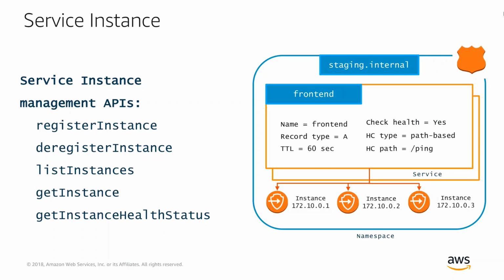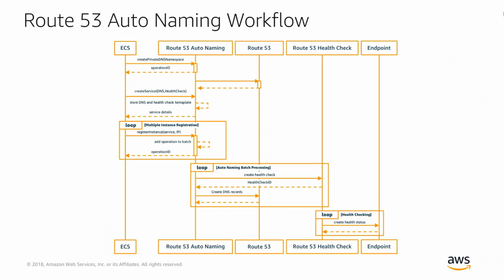This diagram shows the sort of life cycle of a service being registered in ECS and how different pieces get registered into the system, named in Route 53 auto naming, registered as DNS record in Route 53, health checked, and then finally they're made available on the DNS endpoint that's part of Route 53.